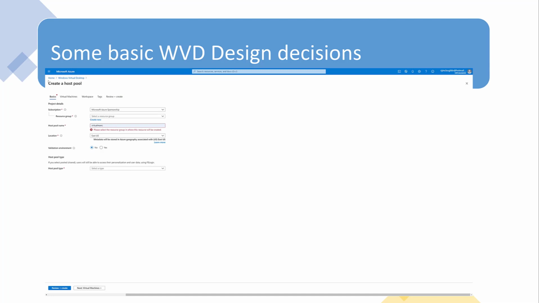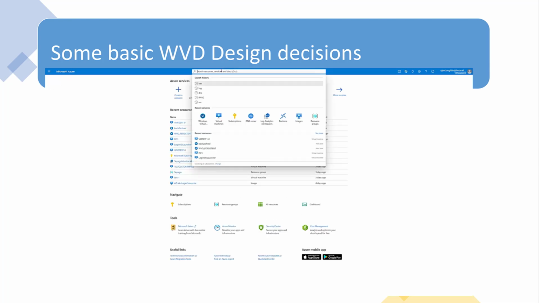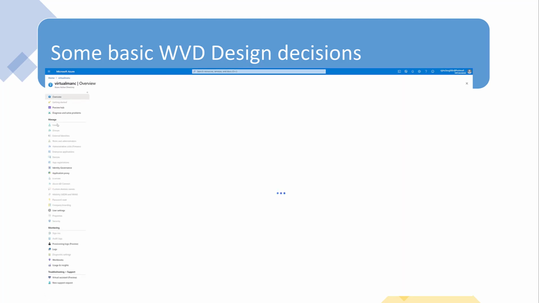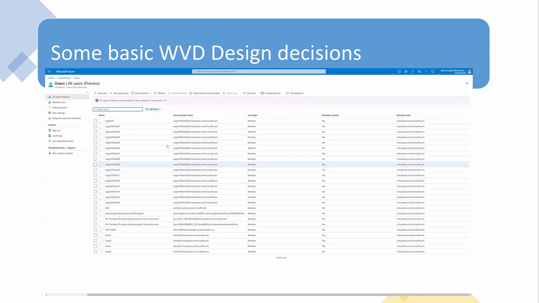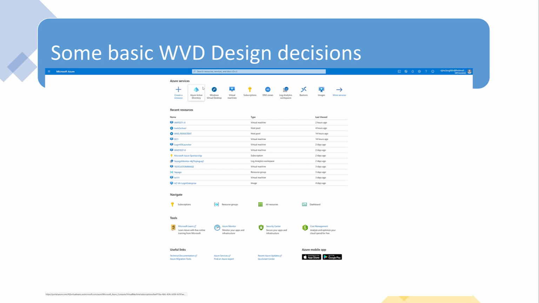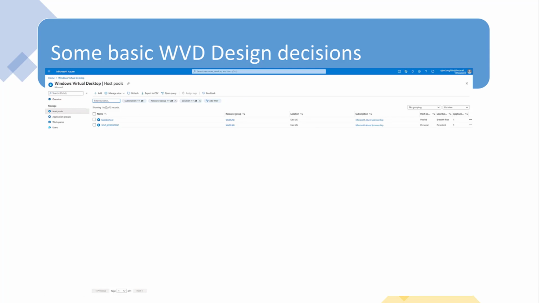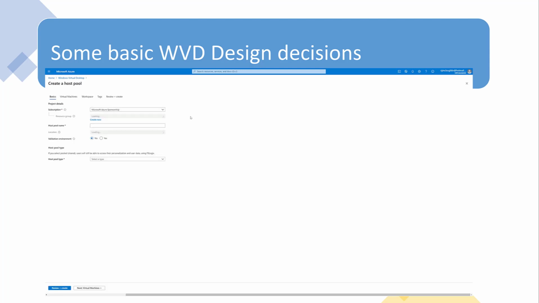To check that, you can just go into Azure Active Directory, and then from there you should hopefully be able to see that you have users in there. Okay, so that's that first decision point that you need to make. So then go back to your host pools, add a new host pool. So we know what our subscription is going to be.